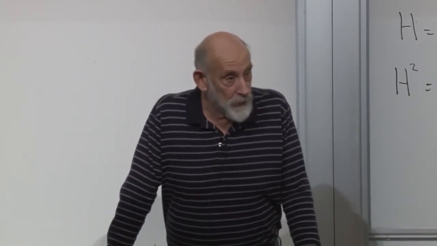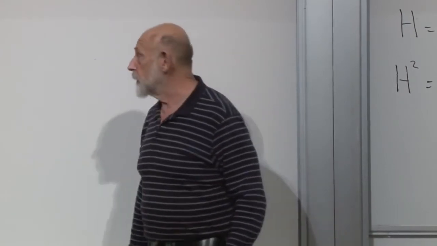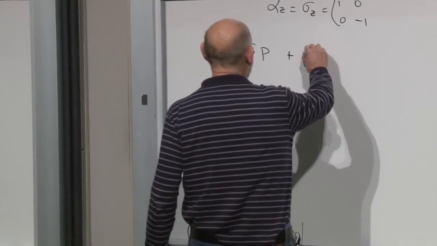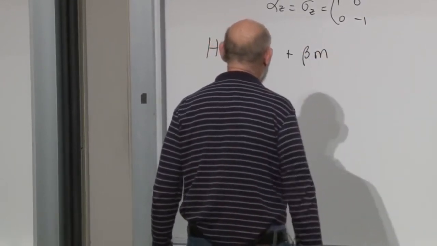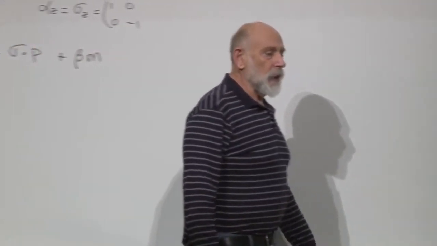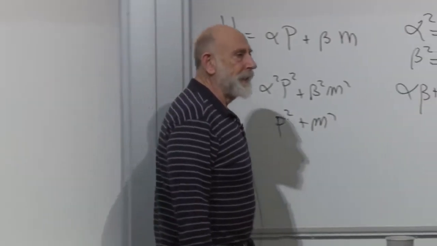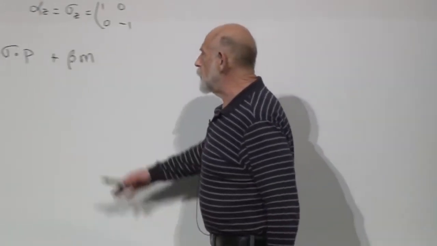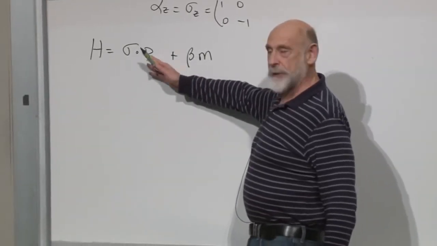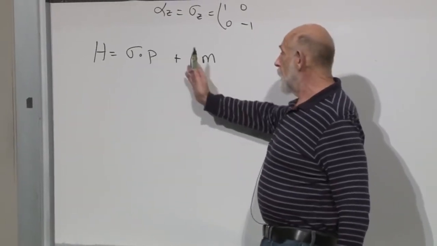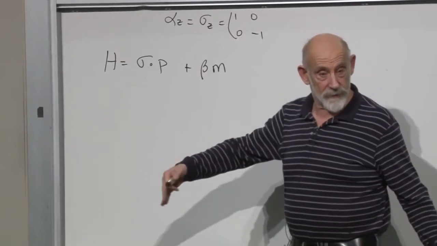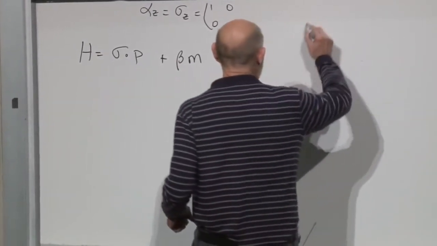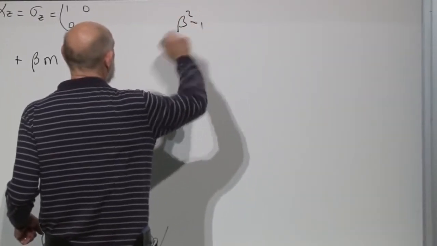H squared equals p squared is the massless particle. What do we have to do? So you might think, well, what we have to do is put another beta m here. Let's try that. What are we going to require? When we square H, we're going to get the usual sigma squared p squared, which is just p squared. We're going to get, assuming the square of beta is 1 again, let's assume beta squared is 1 again.